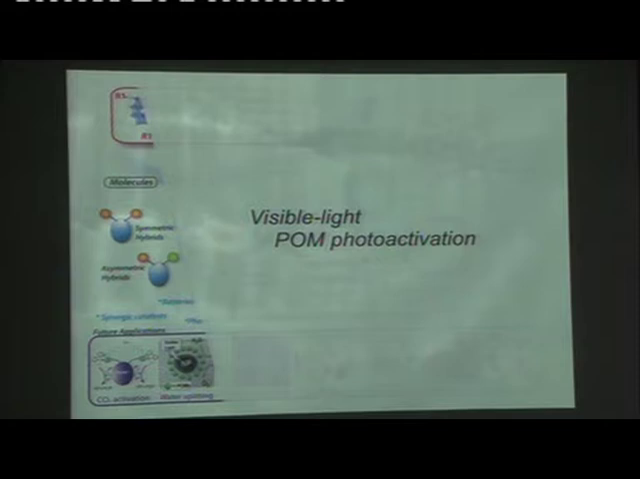The first one is visible light POM photoactivation. When I talked before very briefly about the use of POMs in organic oxidation reactions, that excellent work and the wide use of the polyoxometalate, which is typically excited around 300 nanometers or 330 nanometers, made me think that there's something that we can do.